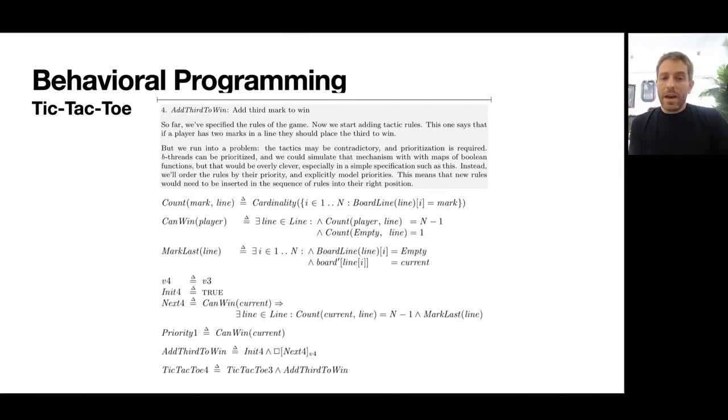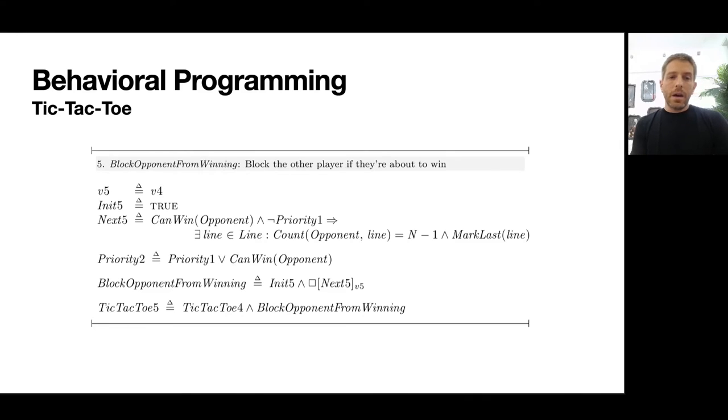But now we start adding tactics, each as its own rule and canonical formula that we conjoin to the previous one and that we can check at every step. First, we say that if a player can complete a line by marking an empty square, they do it. Then we add a rule that if we can block the opponent from winning in the next turn, we'll do it, but we give it a lower priority than completing our own line and winning.